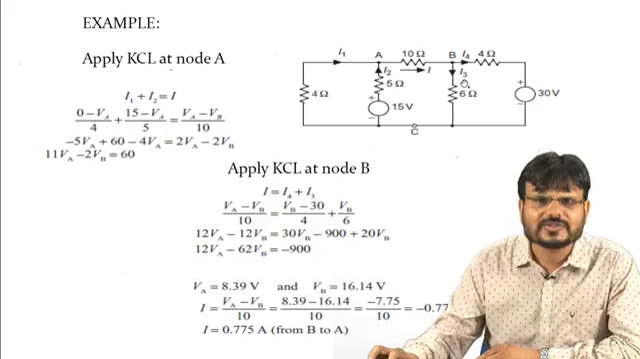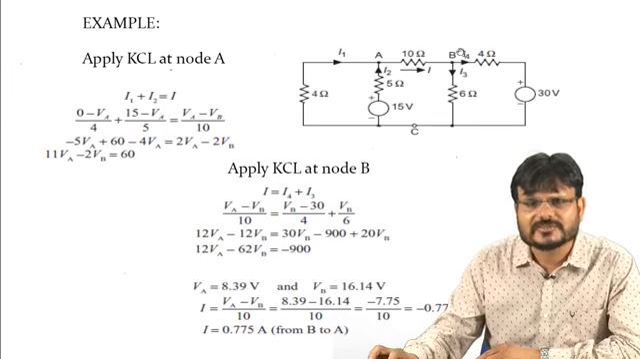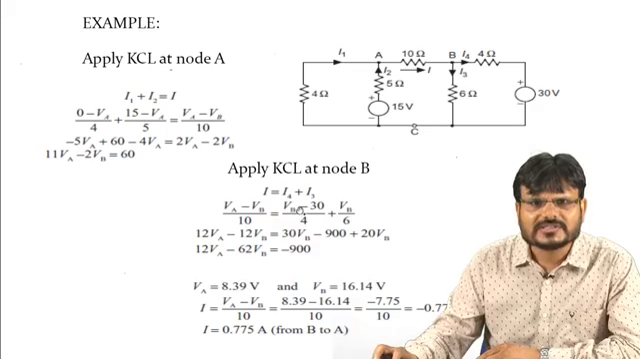And this I4 is equal to what? Because current is flowing from B to the 30 volt source, that means this potential is higher. So I4 is (VB minus 30) upon 4. And I3 is equal to (VB minus 0) upon 6.